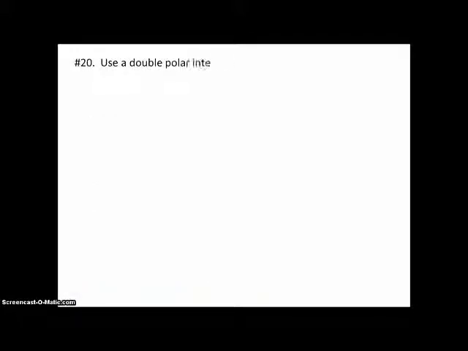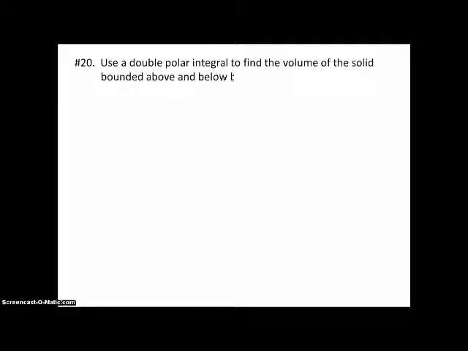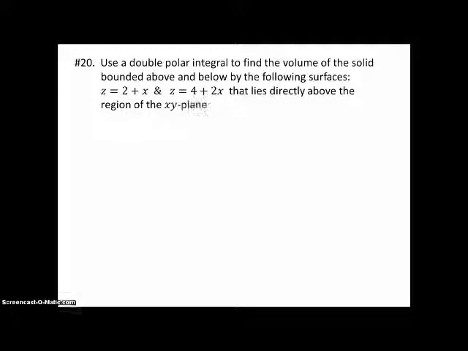Number 20. Use a double polar integral to find the volume of the solid bounded above and below by the following surfaces: z equal 2 plus x and z equal 4 plus 2x, that lies directly above the region of the xy plane bounded by r equal 2. Now, can you tell which surface is further up? We're talking about positive values here, so pretty obviously 4 plus 2x is the top surface, and 2 plus x is the lower surface. So we're going to subtract the lower surface from the upper surface, and this is still in terms of x and y.